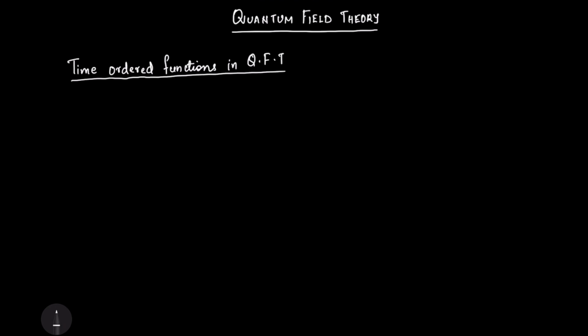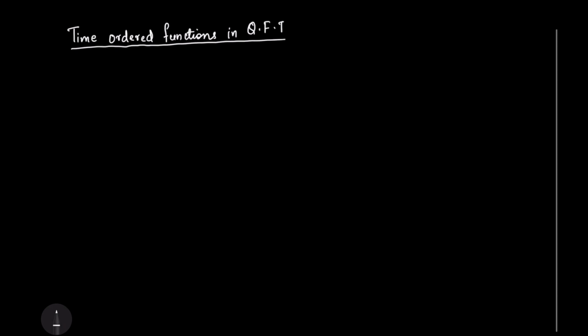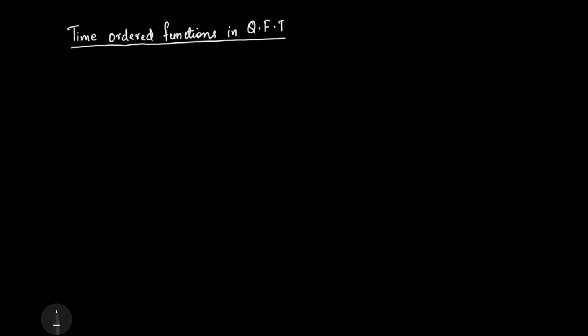In the last class, we have seen the time-ordered functions in quantum mechanics. So we'll just find the analog of the time-ordered functions in quantum field theory. Here we have to replace the appropriate dynamical variable in quantum mechanics with the proper dynamical variable in quantum field theory.